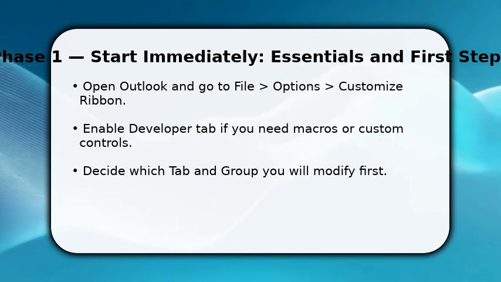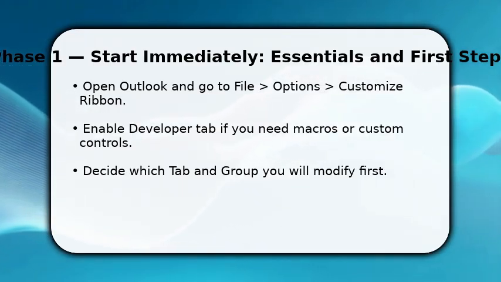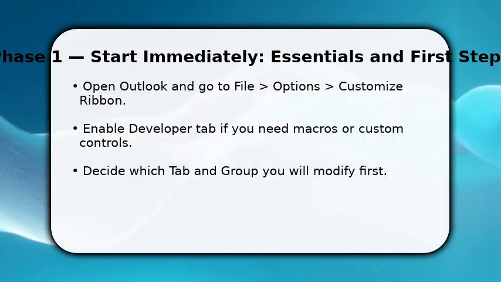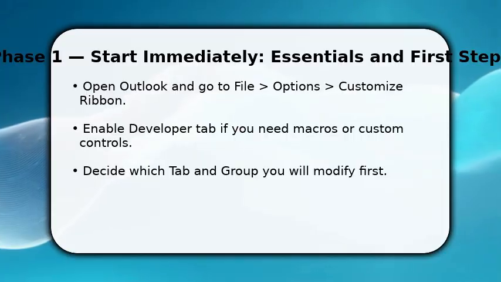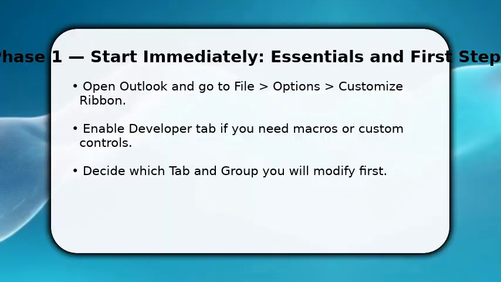You start by opening Outlook, then File, Options, and Customize Ribbon so you can edit immediately. Once there, pick an existing tab or create a new one. This determines scope and visibility. If you plan to add macros or ActiveX, enable the Developer tab first. Otherwise, skip it. Make sure to name a custom group so commands are organized. This helps later when you add or remove commands.